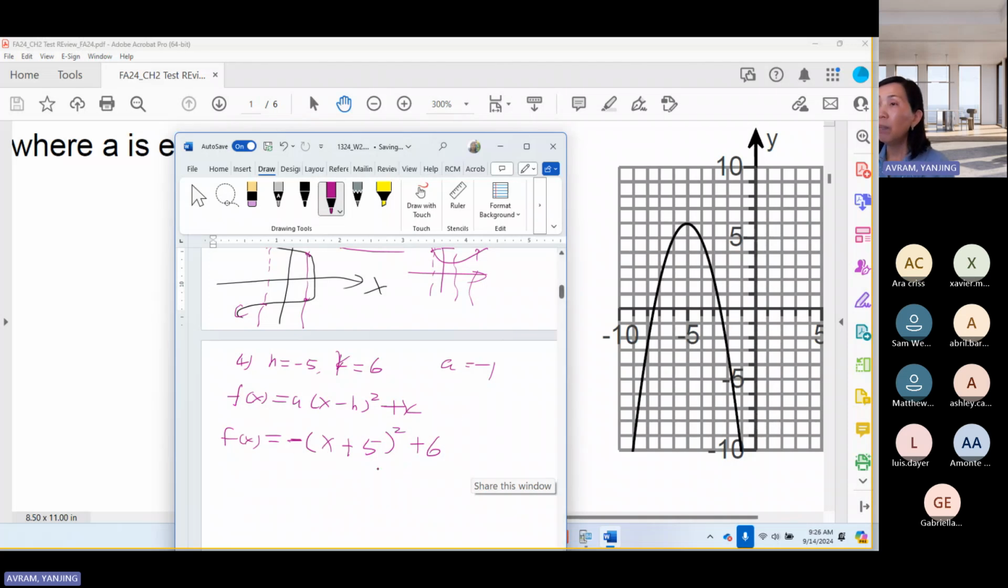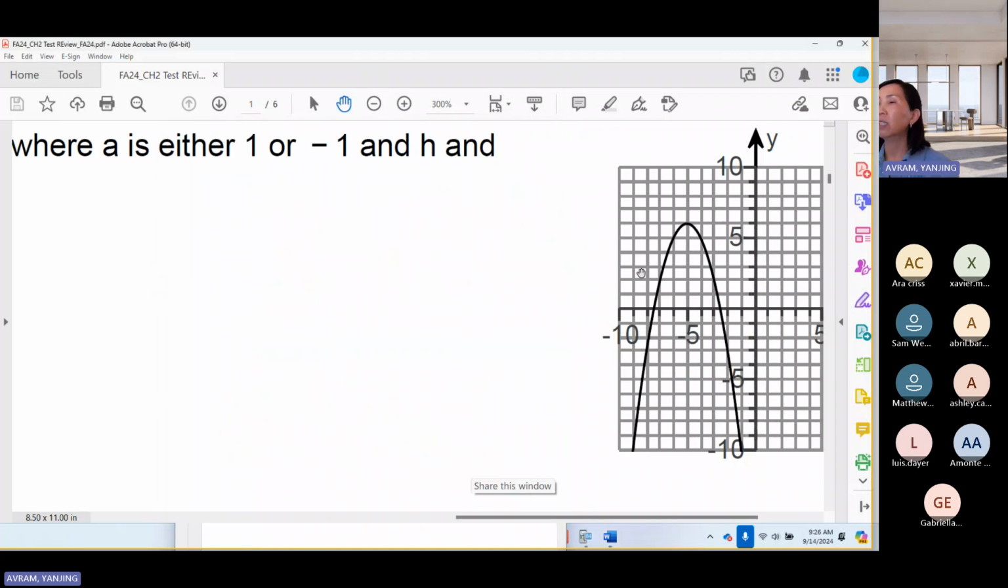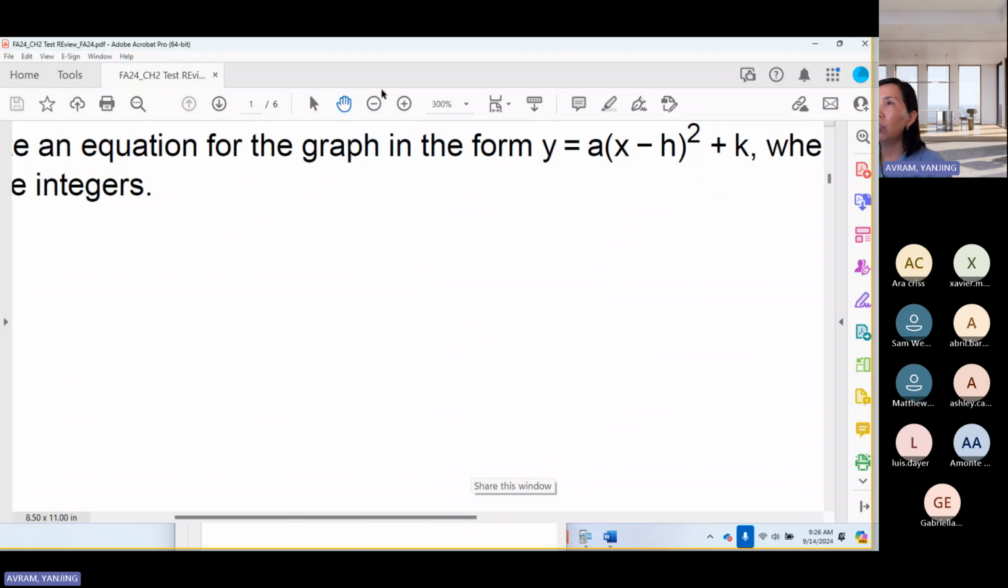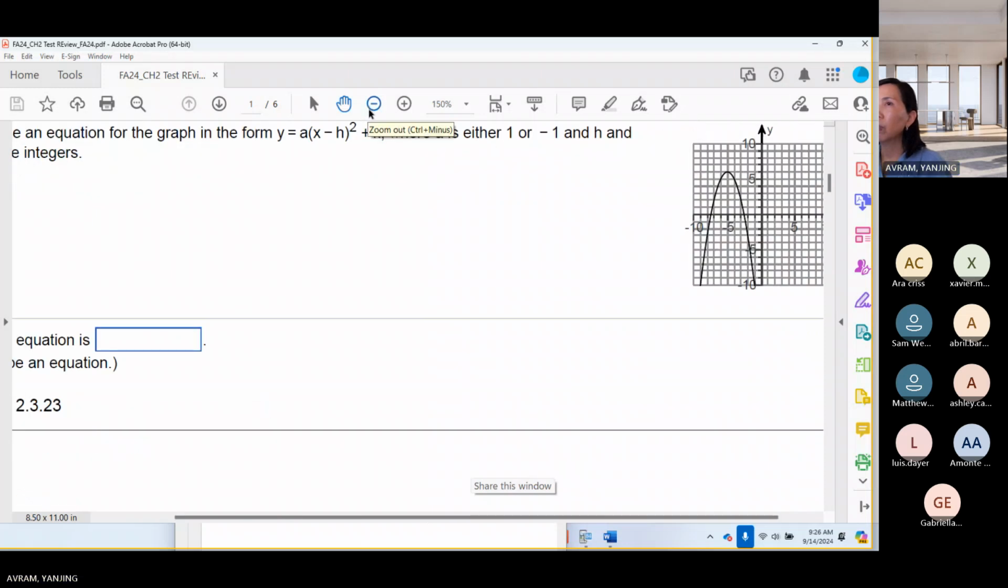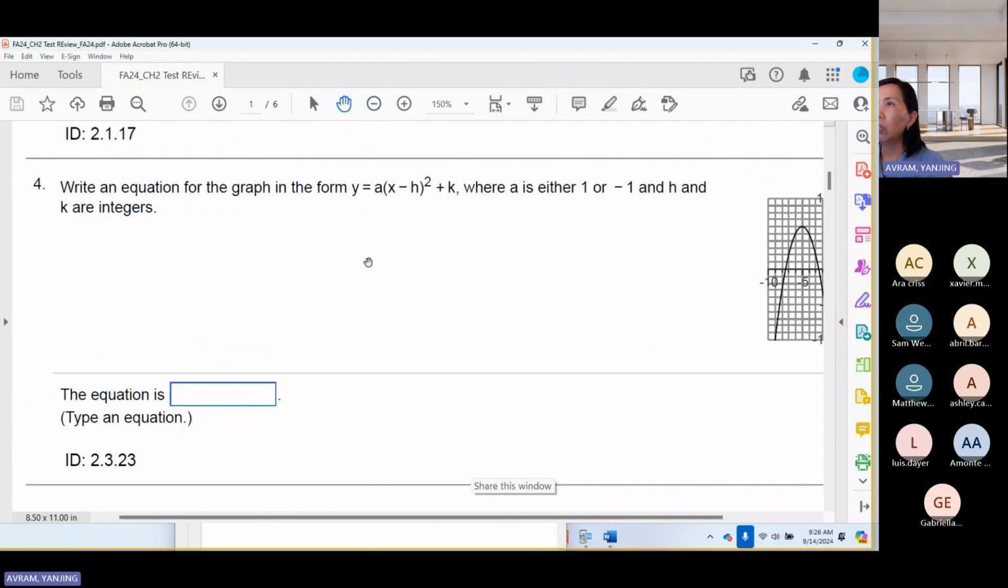By the way, if I give you this equation, you should be able to graph it. You're going to be able to find the vertex will be -5 and 6. And then A, this one is negative. So you can locate the vertex right here. That is using what's called the vertex formula. So you can write down the equation, and then you read the graph.